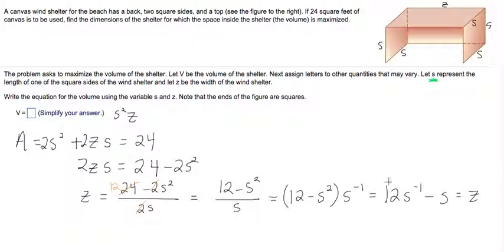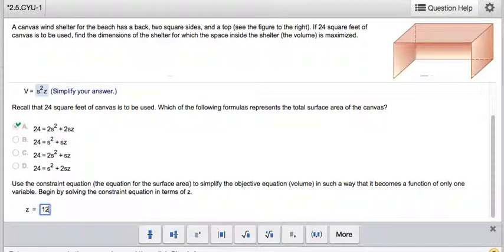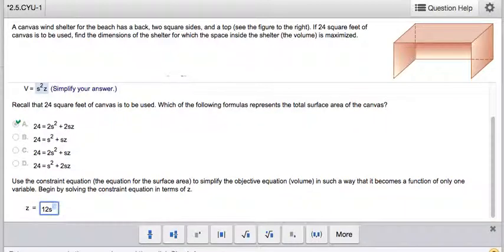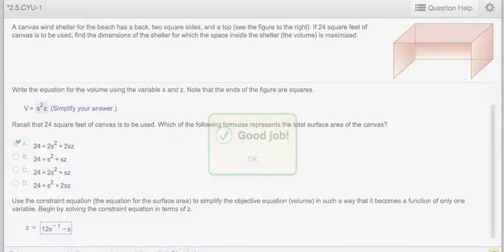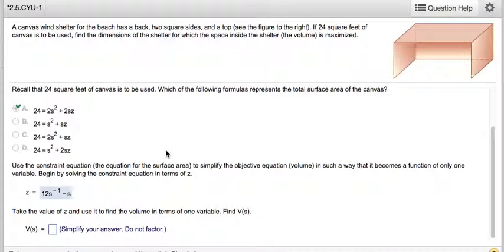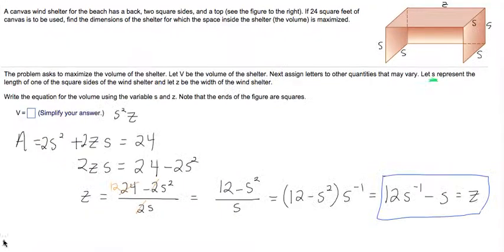So, partly because we're going to differentiate it. Let's see if it'll take that. So Z is 12S to the minus 1 minus S. Oh, nice. Okay. Then take the value of Z and use it to find the volume in terms of one variable. So we want to find V in terms of S, it says.